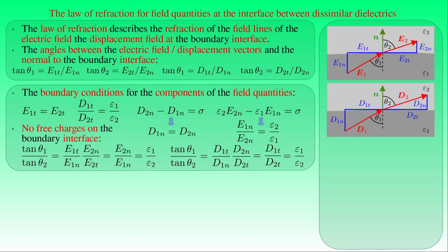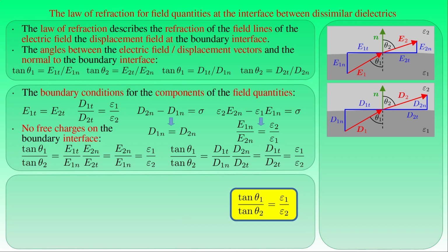as in the case of the electric field strength. As a result, we have established the law of refraction for the field quantities at the boundary interface between two dissimilar but homogeneous and isotropic dielectric media, stating that the tangent of the angle θ1 between the normal to the interface and the direction of the electric field and the displacement field in the medium with the absolute permittivity epsilon1, divided by the tangent of the angle θ2 between the normal to the interface and the direction of the field quantities in the medium with the absolute permittivity epsilon2, is equal to the ratio of the dielectric constant epsilon1 to the dielectric constant epsilon2.